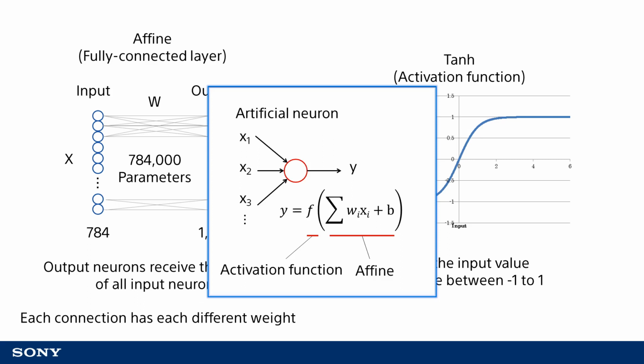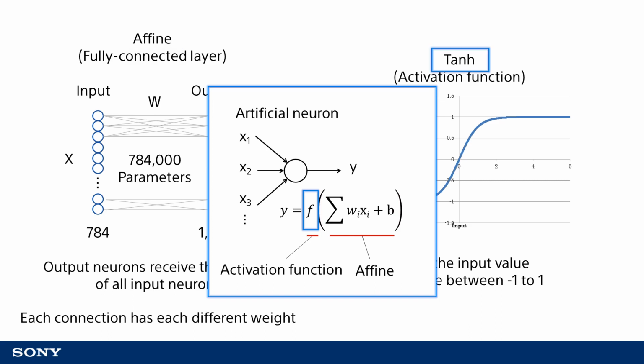Look at the electrical signal that came in for this one neuron. In the artificial neuron, the first process was to multiply these electrical signals x1, x2, and x3 by a weight W and then add the bias. The parentheses in the formula for this artificial neuron correspond to the affine function. Then there was an activation function that performed nonlinear processing on the output result.